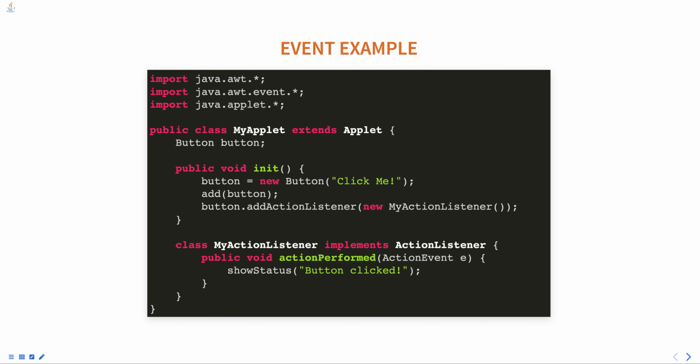When the button is clicked, the actionPerformed method of the myActionListener class is called. Inside the actionPerformed method, the showStatus method is called to display a message in the browser status bar. This example demonstrates a basic usage of event handling in a Java applet.